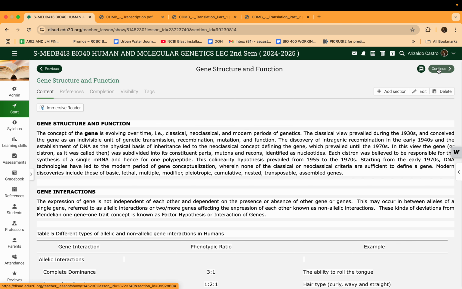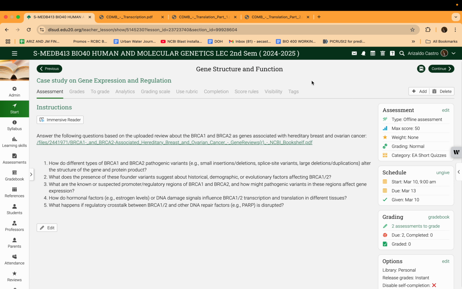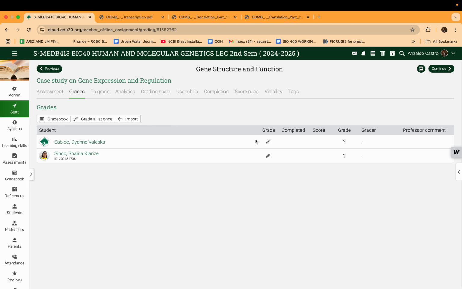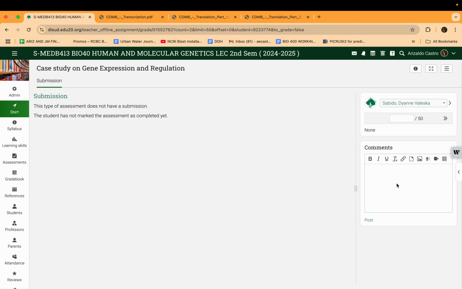Just a reminder, for the midterm you have your last enabling assessment, your case study on gene expression and regulation. There are 5 questions, 10 points each. The due date is tomorrow. Upload a copy of your submission via the comment section of the offline assessment. You can just comment the link of your submission there.